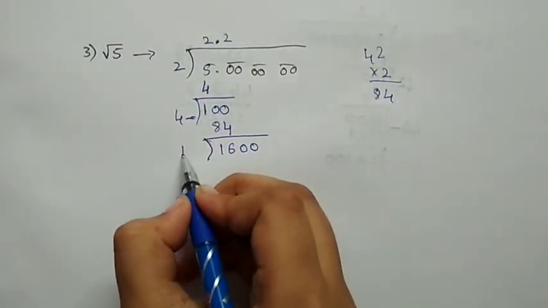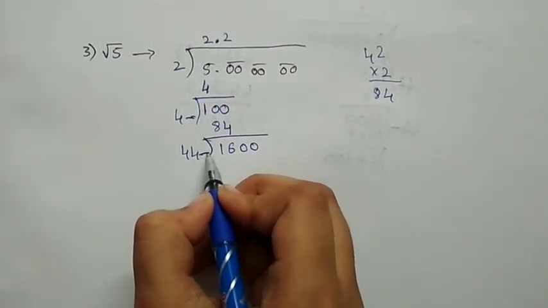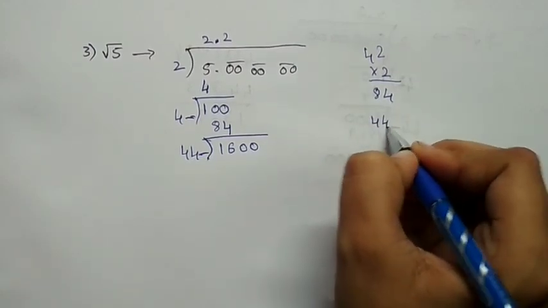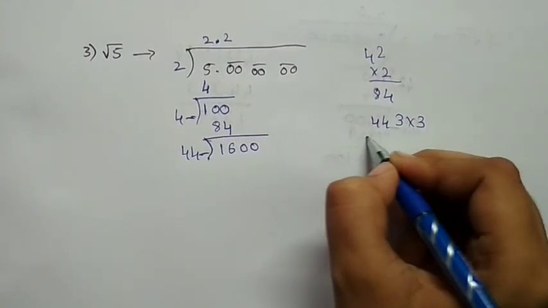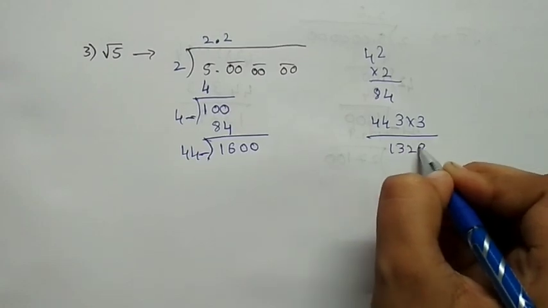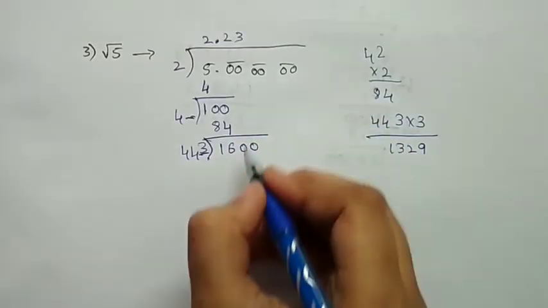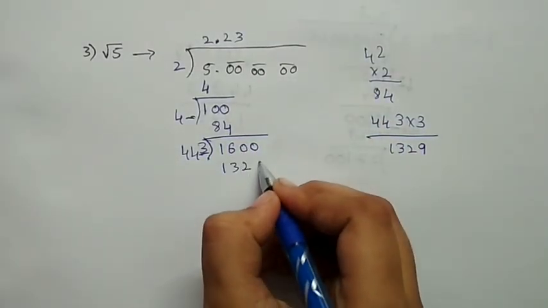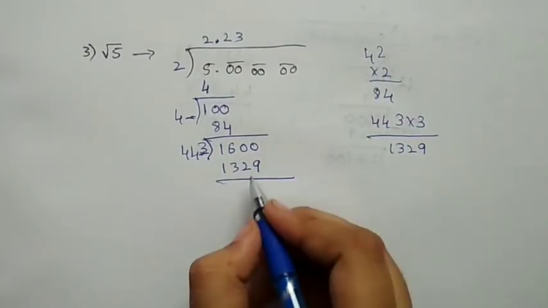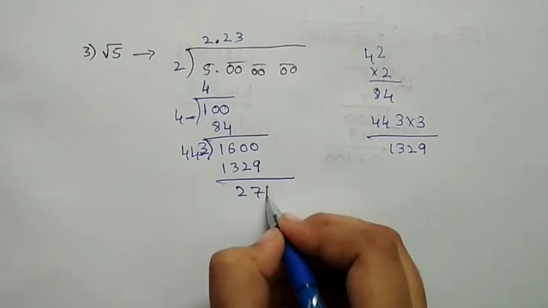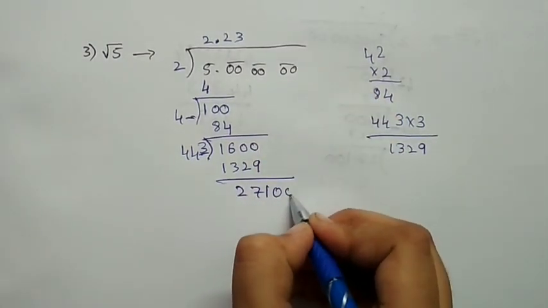Double of 22 is 44 and a number. 443 into 3 would be 1329. Subtraction, I get 271. Bringing down another set of zeros.